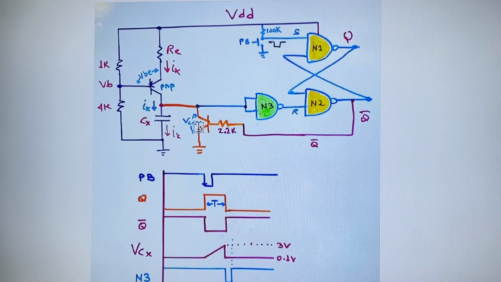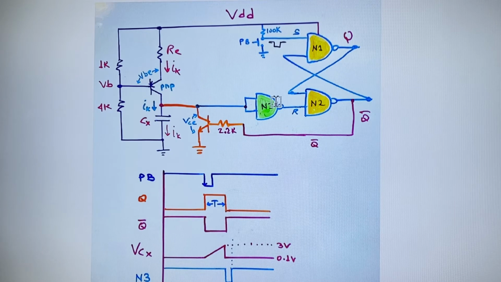So this is the initial logic, the initial starting point, where Q is 0, NOT Q is equal to 1, and the circuit stays there. So you can see here VCX is not charging the capacitor, the voltage in the capacitor CX, and N3, this gate, is equal to 1. The output is equal to 1, because if you have 0 volts here, the output is 1.